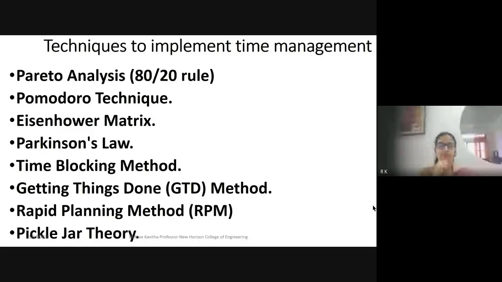Also, there is a famous personality, Brian Tracy. You would have heard of him. He says that this rule means 20% of your activities account for 80% of your results. So 20% of your activities, how I need to do, when I need to do, why I need to do, all these things, focus on your 80% of results. So the first one is Pareto analysis. Let's give a focus to that.